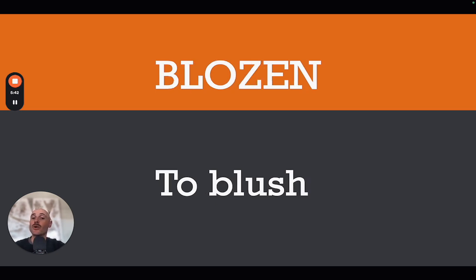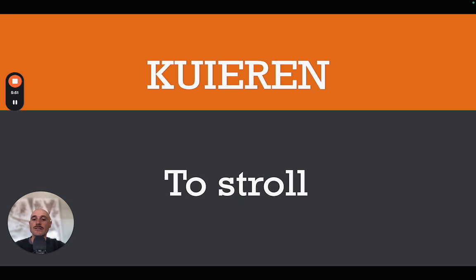We continue with blozen, and blozen is to blush, right? Blozen, to blush. Again, as you can see, Dutch and English sometimes are actually quite close to one another. We continue with kuieren. Kuieren is having a nice, slow walk, mostly in a nice afternoon sun, to stroll, all right? Kuieren is to stroll, walking very slowly, aimlessly.